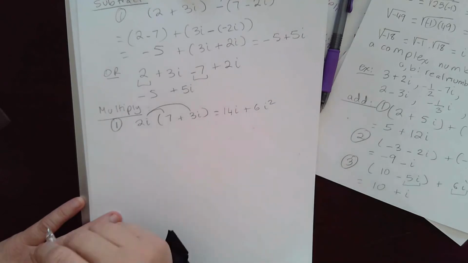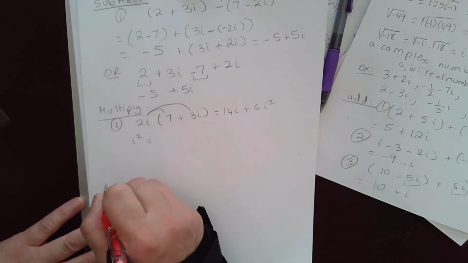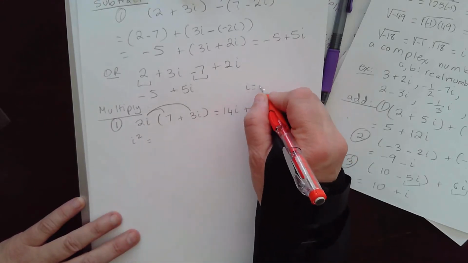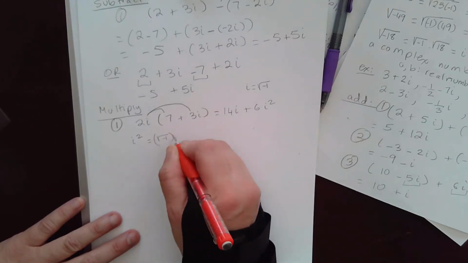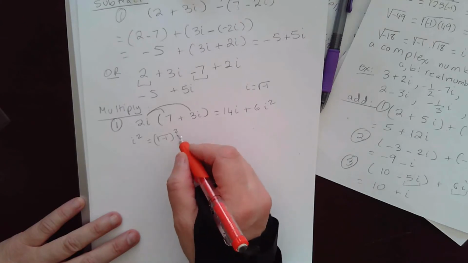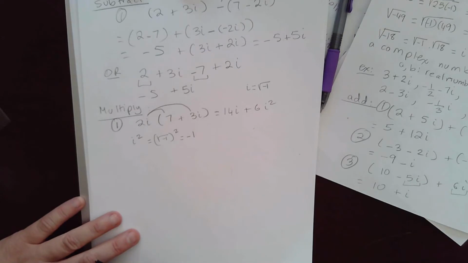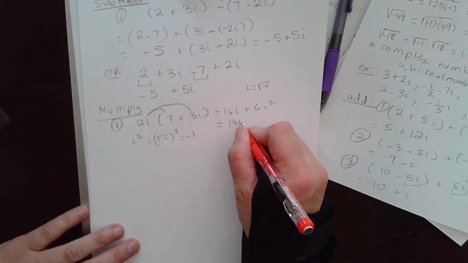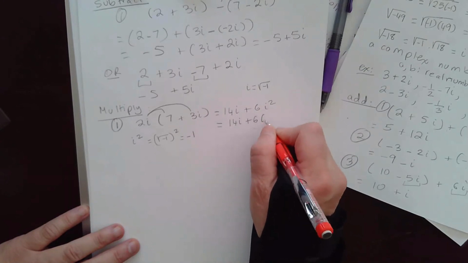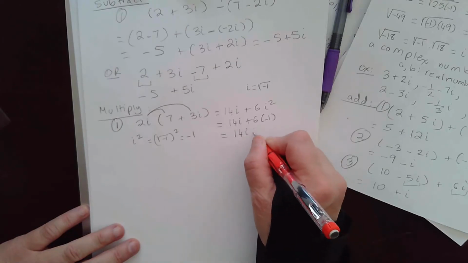Now let me talk about what i squared is. We already know that i is the square root of -1. So i squared is the same as saying the square root of -1, squared. The square cancels the square root, and what's left? -1. So always remember, i squared is -1. So that's the same as 14i plus 6 times -1. And what does that give you? 14i minus 6.